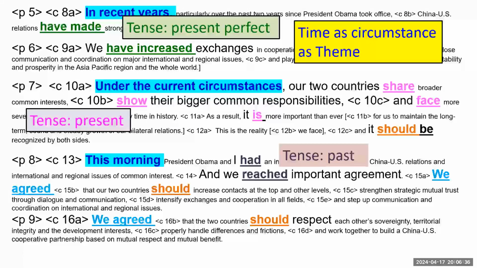When you signal what the time is with that circumstance theme, it will then define what the tense will be, which will have to coincide with what you've identified as the time. In other words, the patterning of tense here follows the pattern of what we identified as theme.